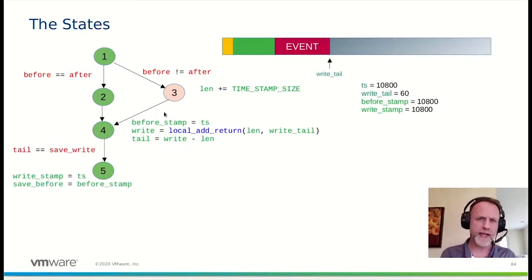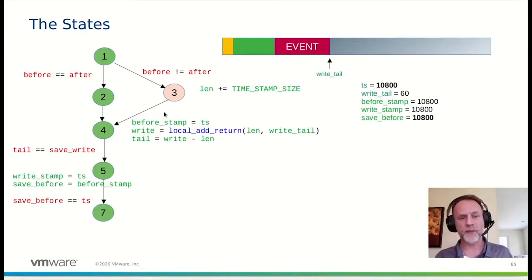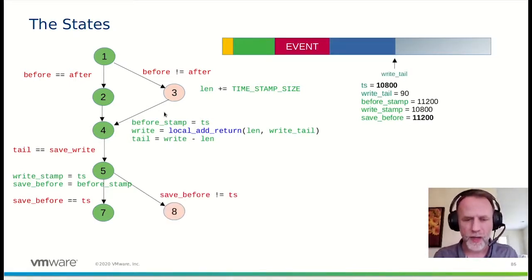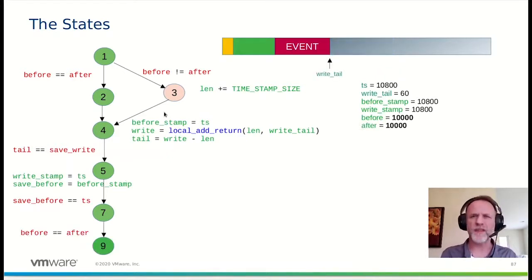Well, to detect that case, after we update the write stamp, we again read the before stamp. Now remember, if something comes in, it will update the before stamp as well. And if the before stamp still equals our timestamp, we know nothing interrupted us. So we're good to go. But if they don't match, that means something snuck in and we don't know if it came in before or after we updated the write stamp, and we might have corrupted it, so we have to fix it. But we'll come back to that later.